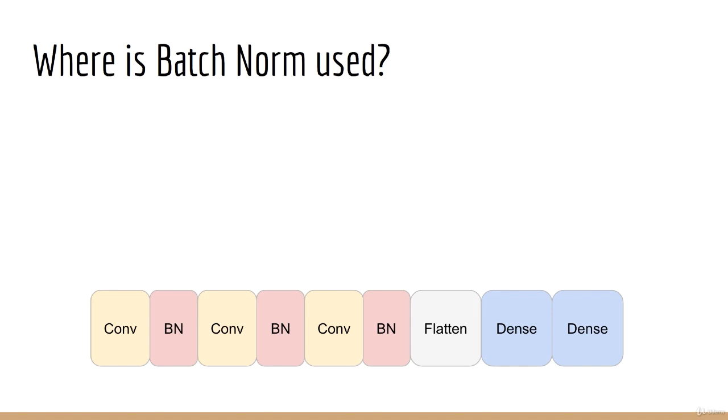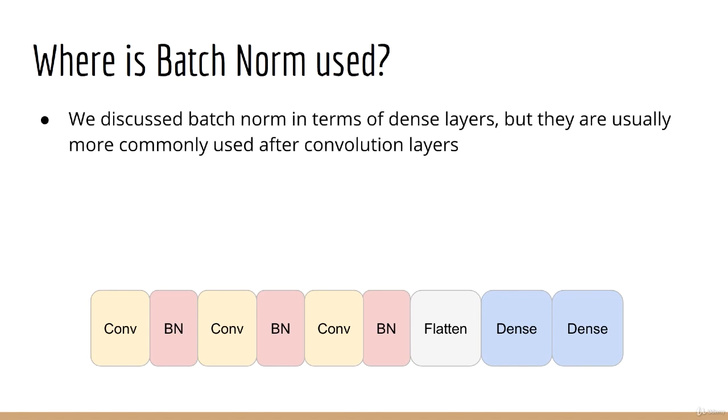The final thing I want to mention in this lecture is that, while we discussed batch norm in the context of a feed-forward neural network, batch norm is not commonly applied in between dense layers. As you recall, this is the CNN section of the course. And so the reason we're talking about batch normalization now is because batch norm is mostly used with convolutions.